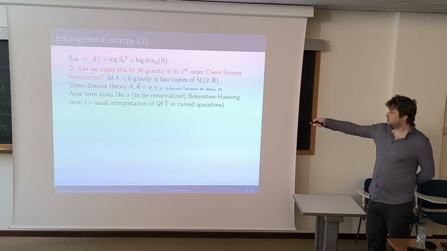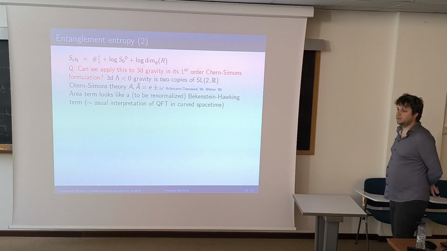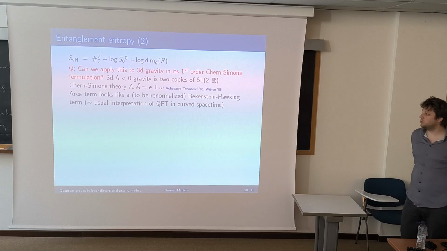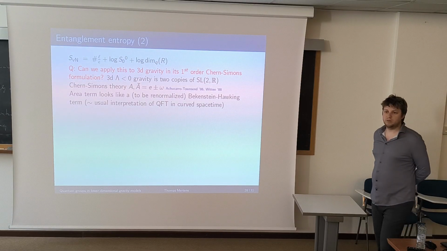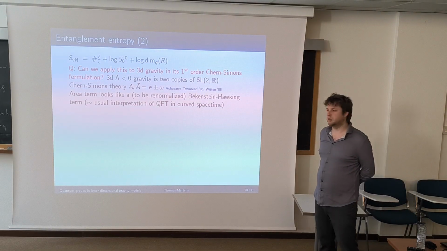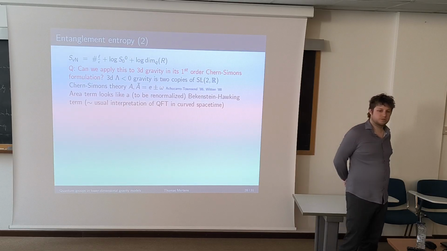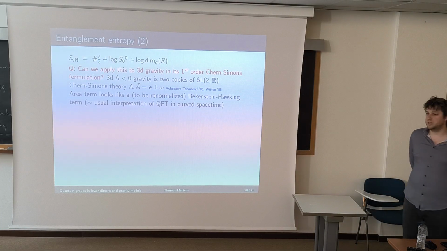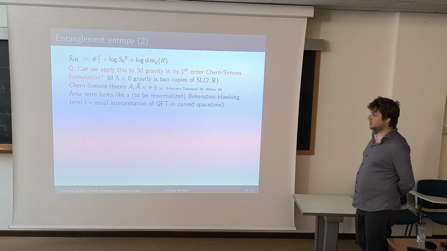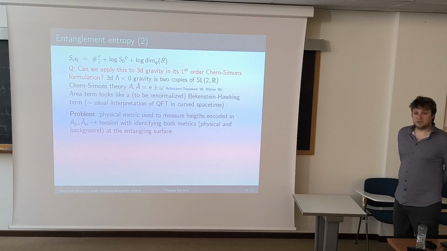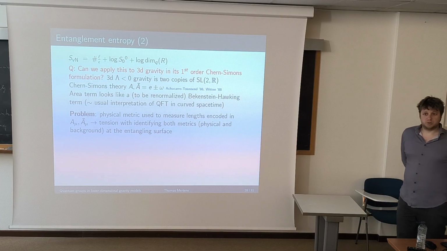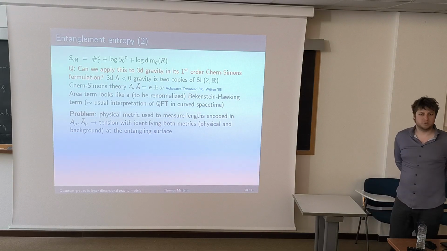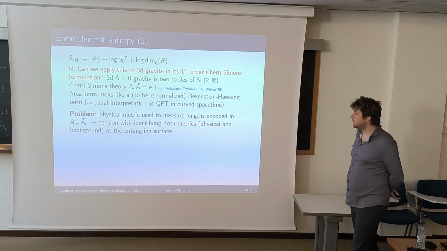And now, if I try to interpret this type of formula in a gravity language, the first term just looks like a Bekenstein-Hawking type of term. So A over 4G, but I have A over epsilon, so I just renormalize Newton's constant and so on. So this is the usual interpretation you would give if you're doing QFT in curved space-time to that type of term. But there is a conceptual problem with trying to interpret this L over epsilon term in the same way as you would do in QFT in curved space-time.